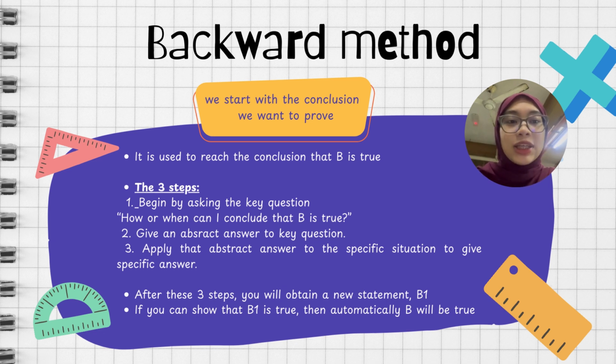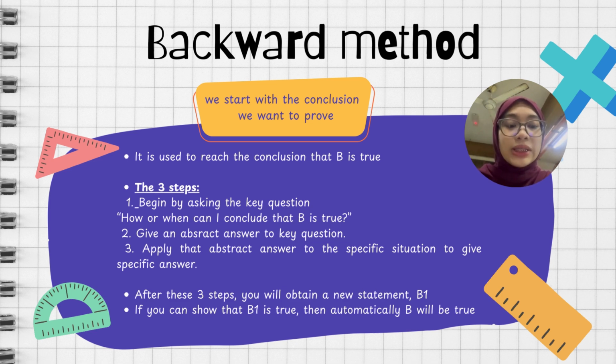First, we begin to ask the key question: how or when can I conclude that B is true? Second, we give an abstract answer to this question based on the definitions or the known results. Third, we apply this abstract answer to the specific situation in the problem to obtain a more concrete statement. After completing these three steps, we obtain a new statement called B1. If we can show that B1 is true, then the original conclusion B is also true.